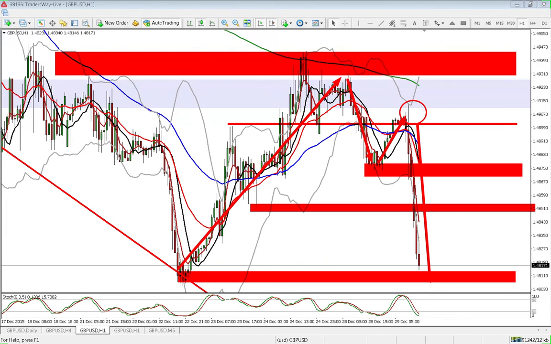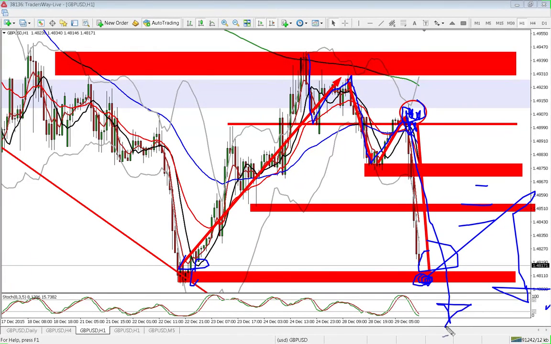You could certainly fib this whole area. You could fib it from here to here and look for a 382, 50%, 618 retracement. The only concern is a bounce at this level could really predict more of a bottom. So if you were short and you were bear, based on technical analysis, right, lower high, lower low, lower high, you're expecting on the higher time frame a lower low, right?